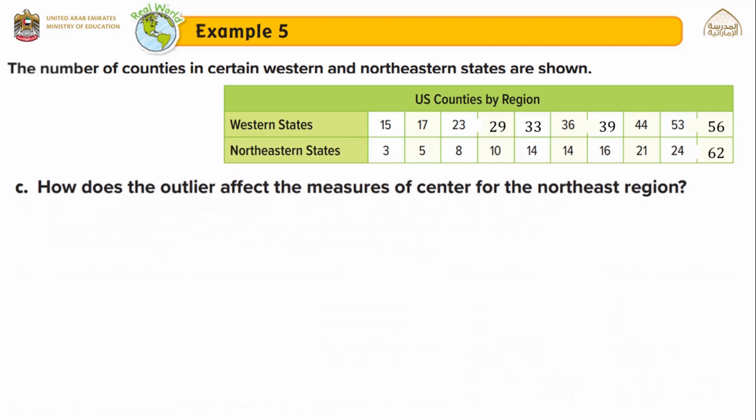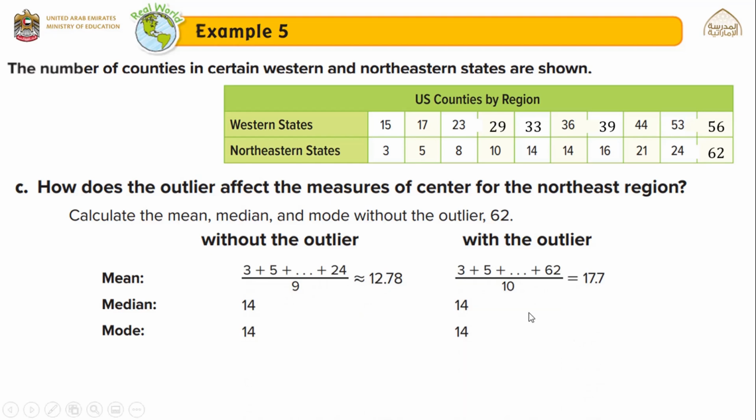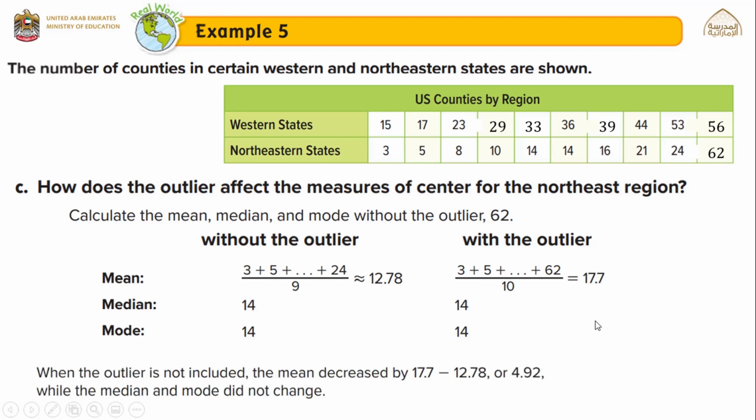C. How does the outlier affect the measures of center for the Northeast? Then we'll find the measure of center for the Northeast region with and without the outlier, which is 62. Without the outlier, we will find the mean, median, and mode. And with the outlier, we will find the mean, median, and mode to observe that when the outlier is not included, the mean decreased by 17.7 minus 12.78, which is 4.92, while the median and mode didn't change.